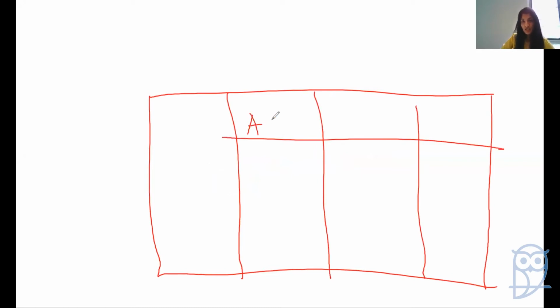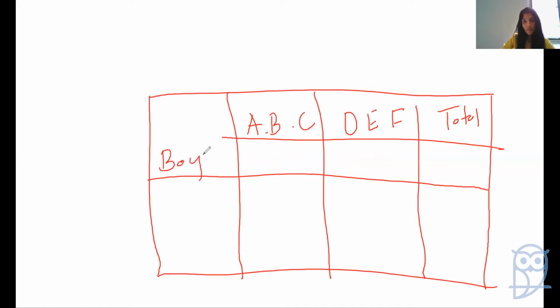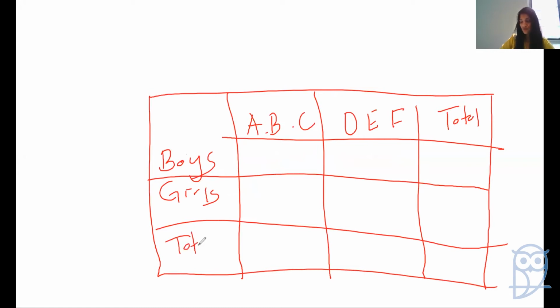So we've got students that get A, B, and C, and students that get D, E, and F. And we have a total. We have boys, we have girls, and we have a total. What's given to us is the 280 total students in the year 10 class. The other clue is that half the students are boys. So half of 280 is 140. If half the students are boys, the other half has to be girls. So that is given to us.